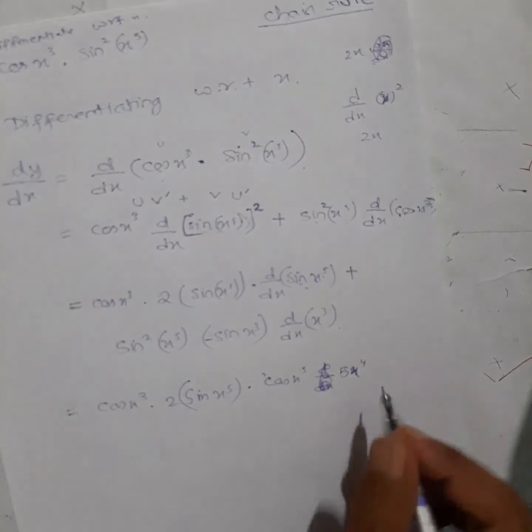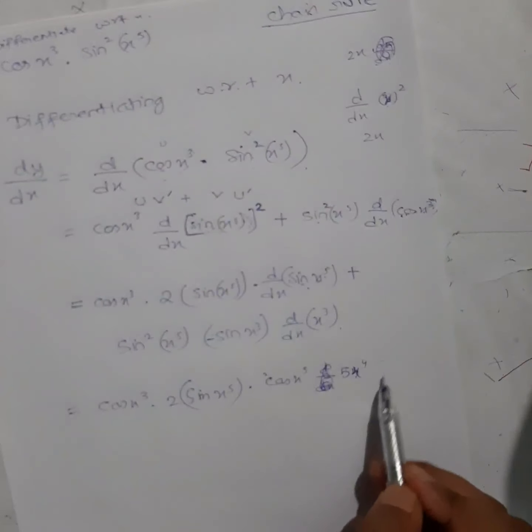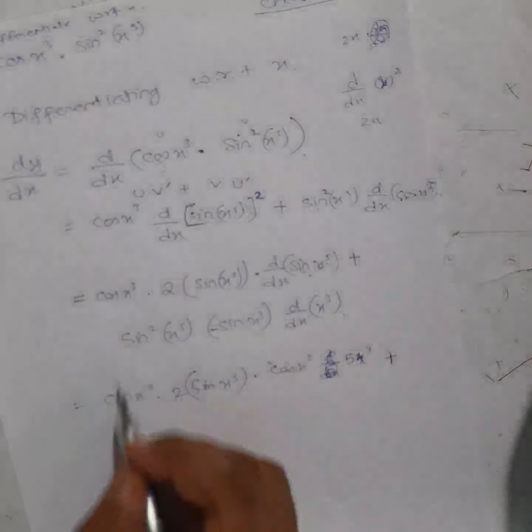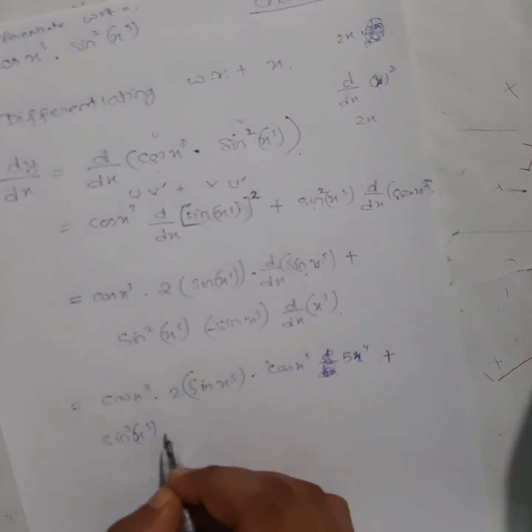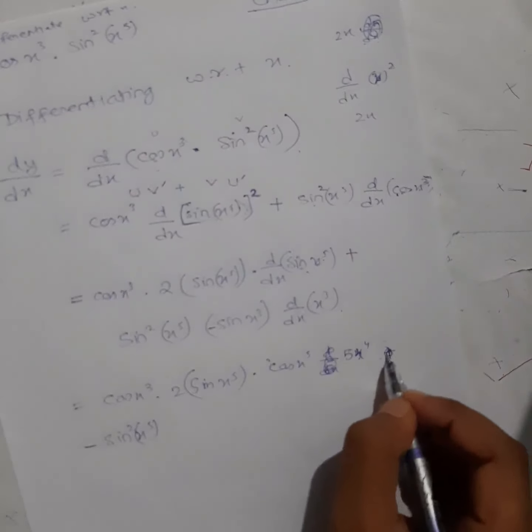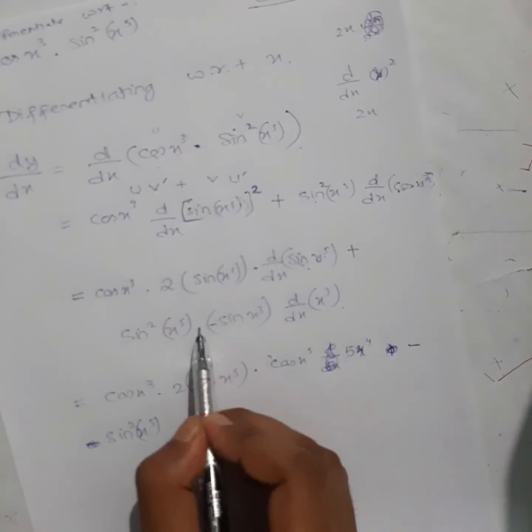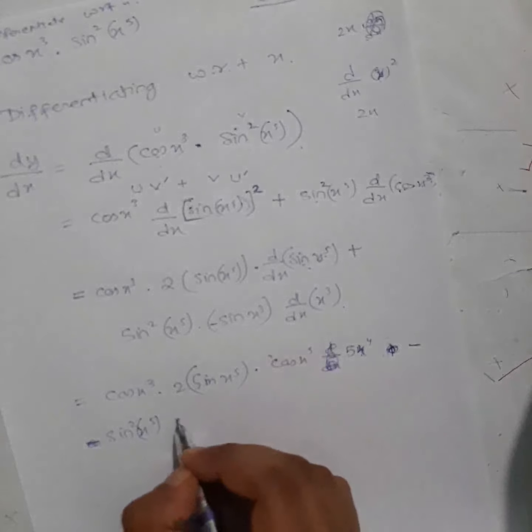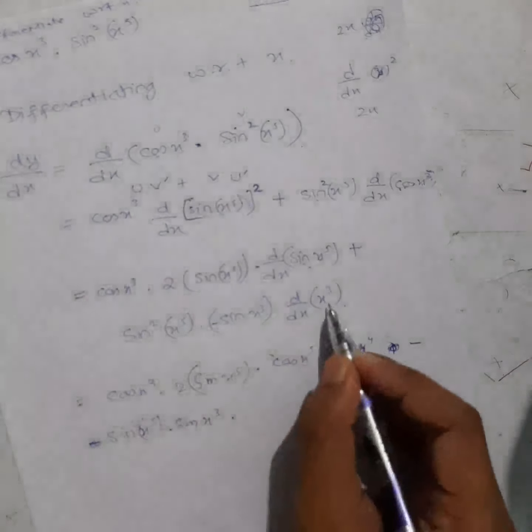5x^4. After this, if you derive this x again, you will get dx by dx, which will be 1. So no use of writing now, okay? So plus this one, sine x^5, this is square, minus will come, right? Plus minus, let me write down minus here. This is product, okay? This is product, so plus minus minus you will get. So sine x cube dot, now derive this.